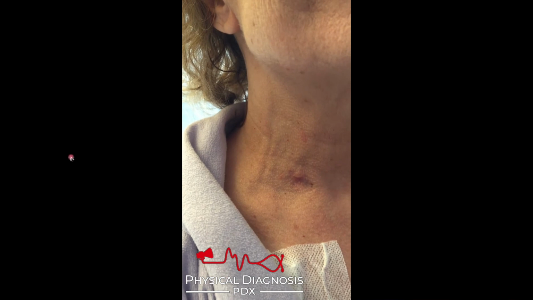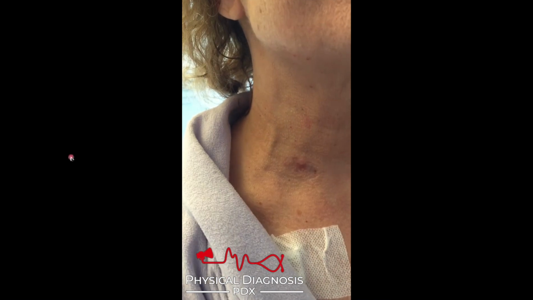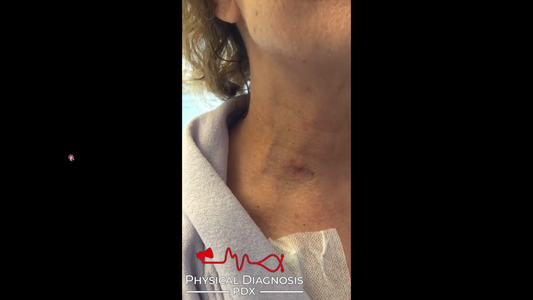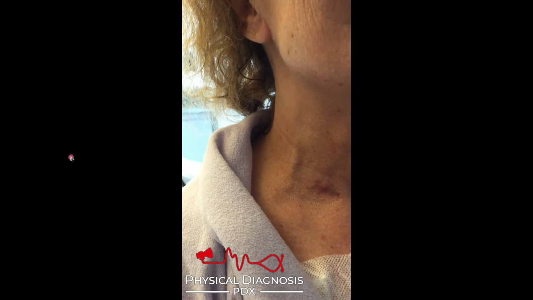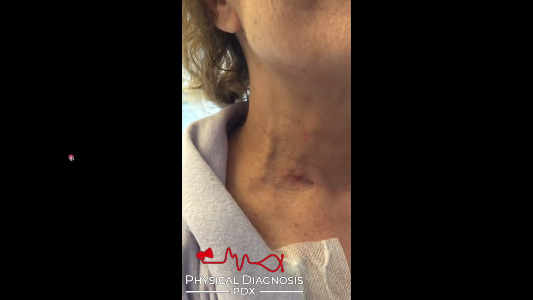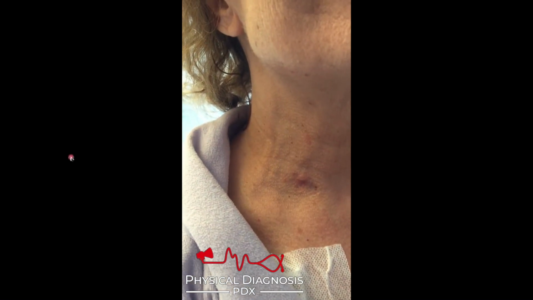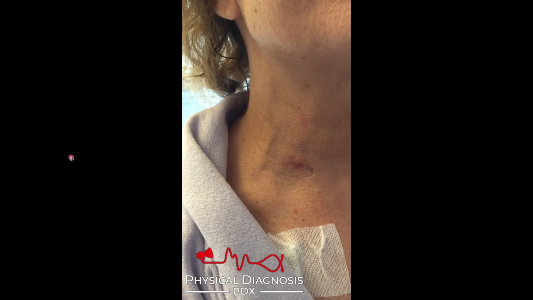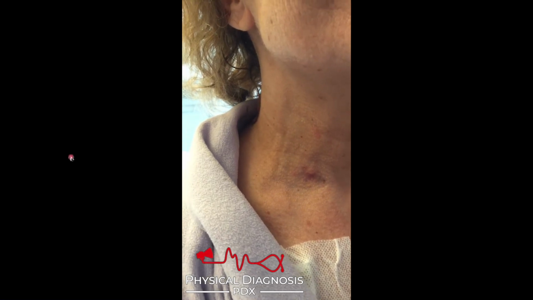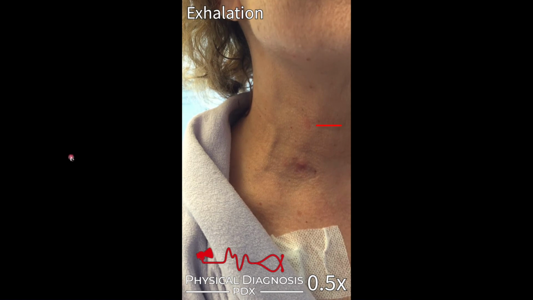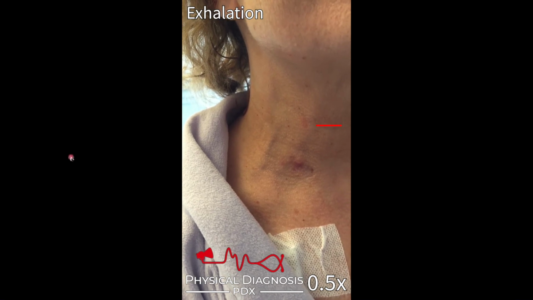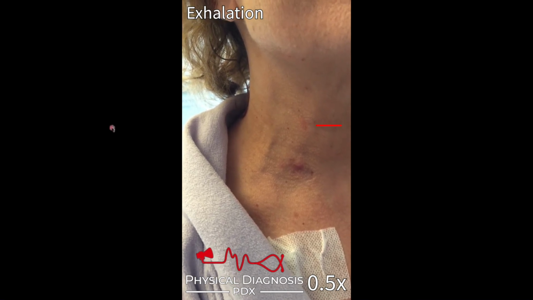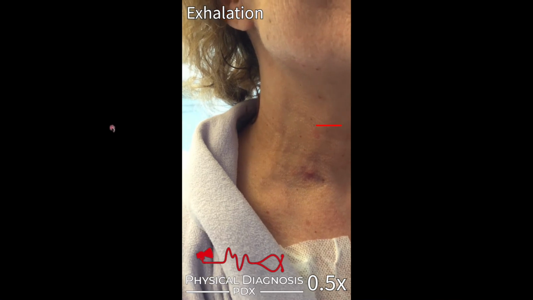Feel free to type in your answer as you see it. So as we observe this neck, what do we notice? Is there some kind of respiratory variation? So here's the annotated video. You can see the JVP in the middle of the neck as the patient takes a breath in. Yeah, Bruno, that's right. It's Kussmaul sign.